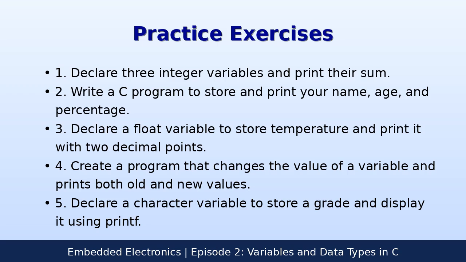Exercise 2. Write a C program to store and print your name, age, and percentage. Use printf for output and choose correct data types for each value. Exercise 3. Declare a float variable to store temperature and print it with 2 decimal points. Use printf format specifier %.2f for decimal precision.